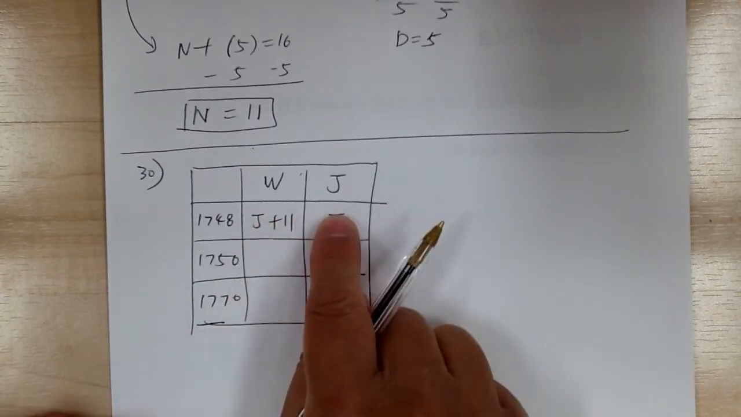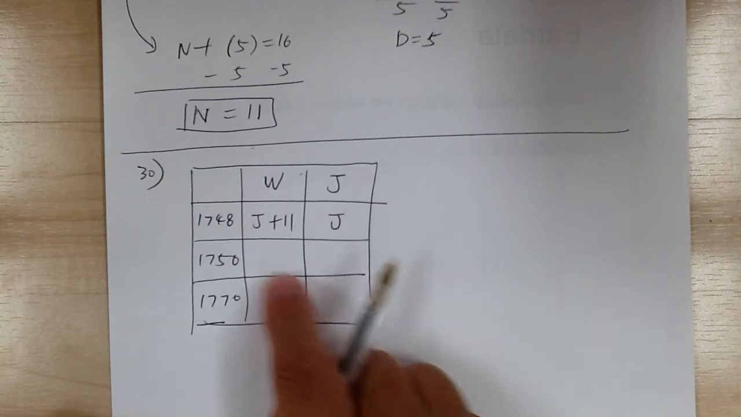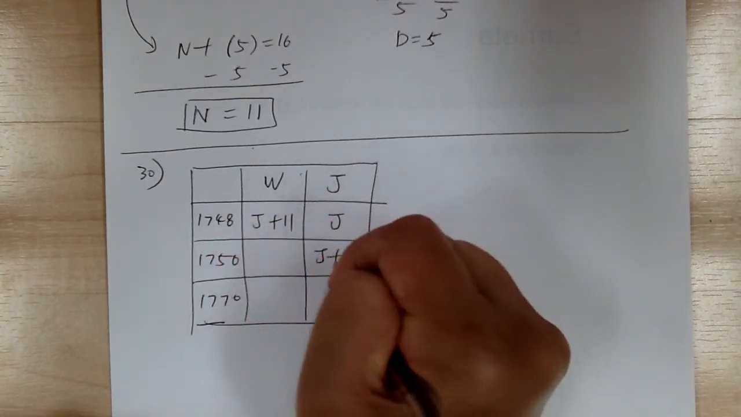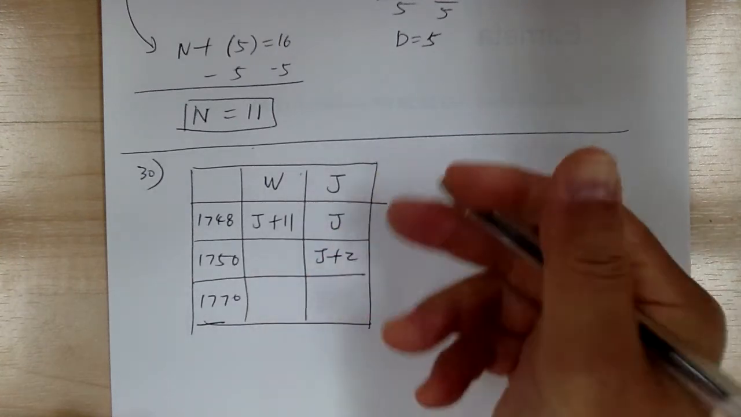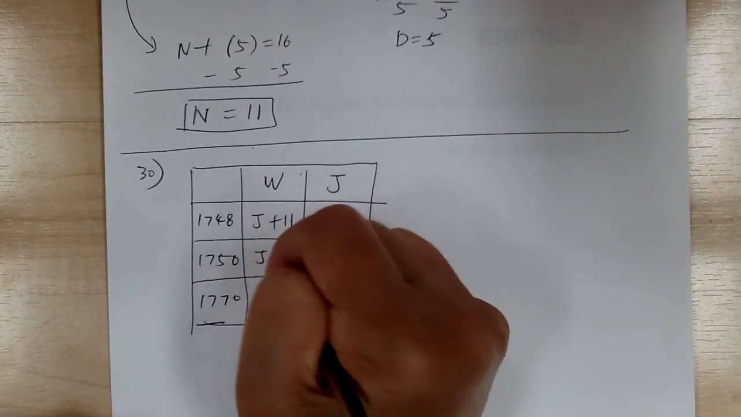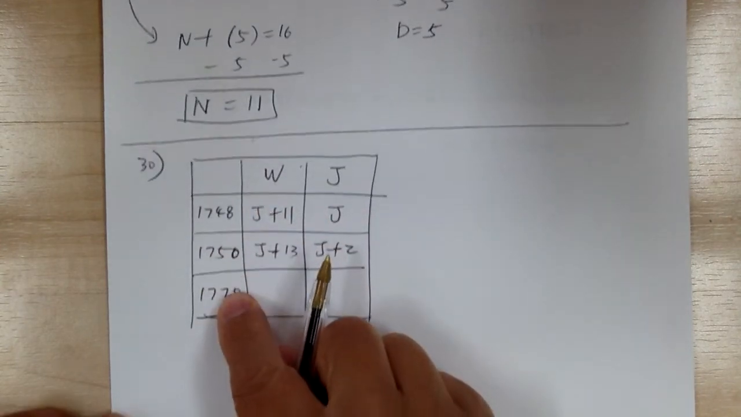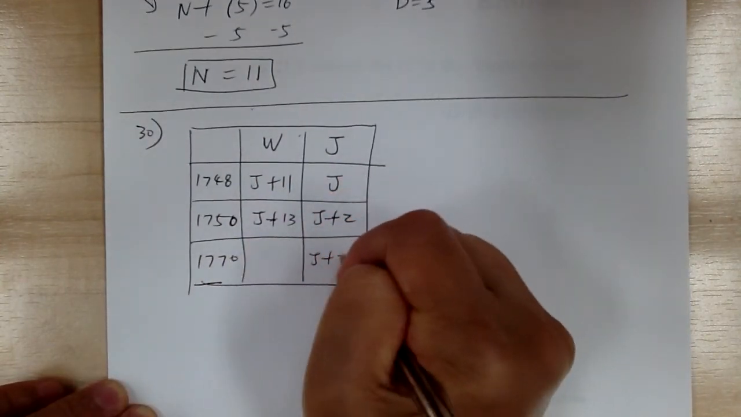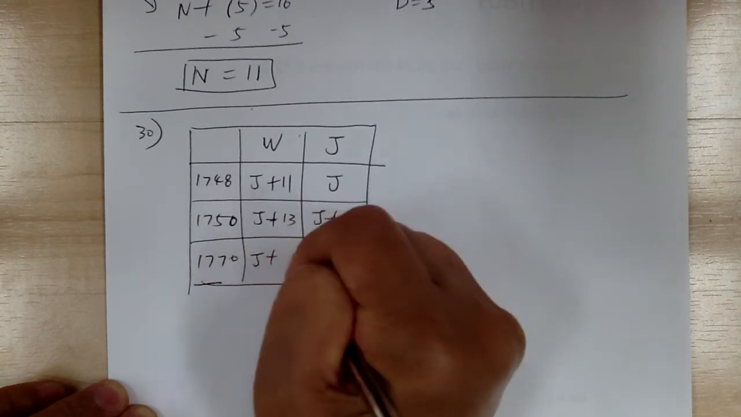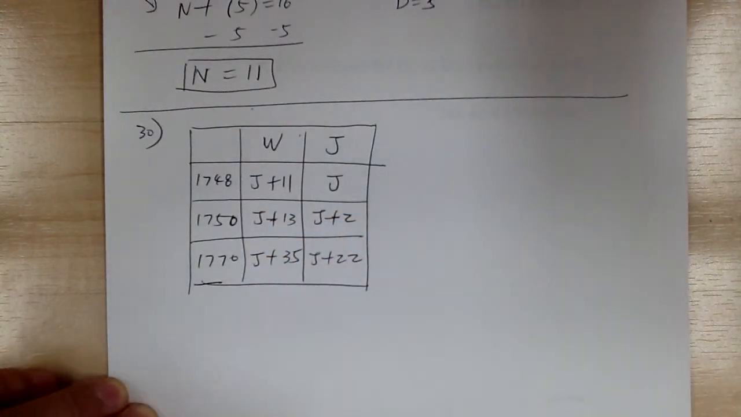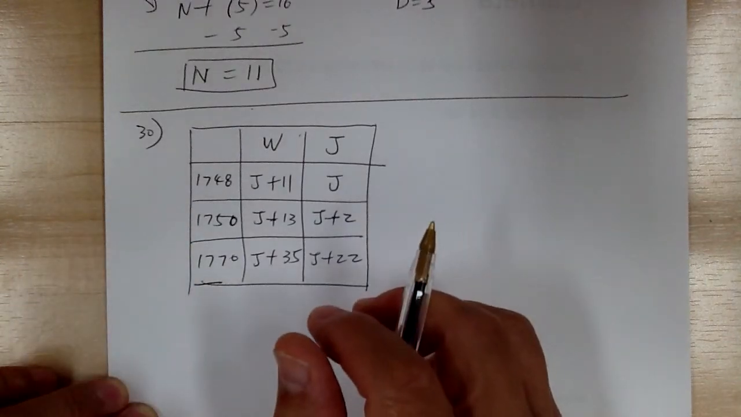Once you do that, you can complete the table. From here to here is 2 years, so this would be J plus 2, right? Because every 2 years, you get 2 years older. So this would be J plus 13. And then from here to here is 20 years, so this would be J plus 22, and this would be J plus 33. Okay. Now you go and read the next sentence to get the next relationship.